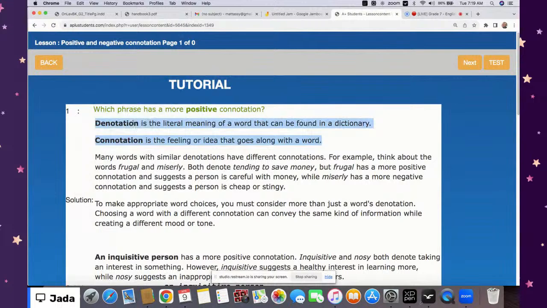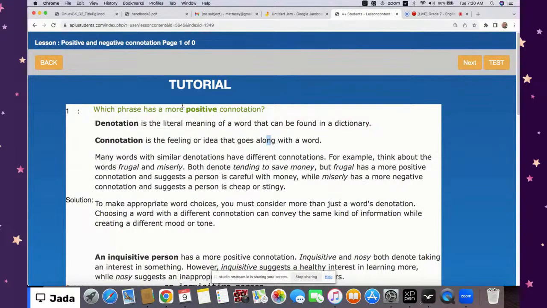Denotation is the literal meaning of a word that can be found in a dictionary. But when you have the connotation, it's the feeling or idea that goes along with a word. How do you feel about the word?